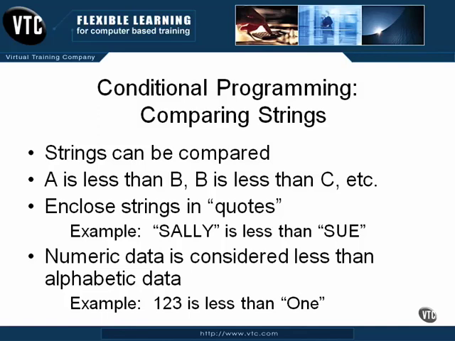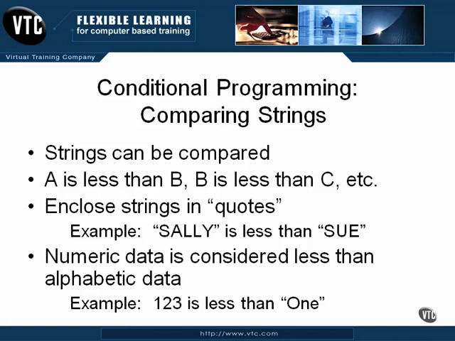Sally is considered less than Sue because when these two string literals are compared, the S in Sally is compared to the S in Sue. They are equal, so the comparison continues. The A in Sally is then compared to the U in Sue. Since A is considered less than U, and these characters are now different, Sally is considered less than Sue, and the comparison stops. Numeric data that is compared to alphabetic data is also considered less than alphabetic data.